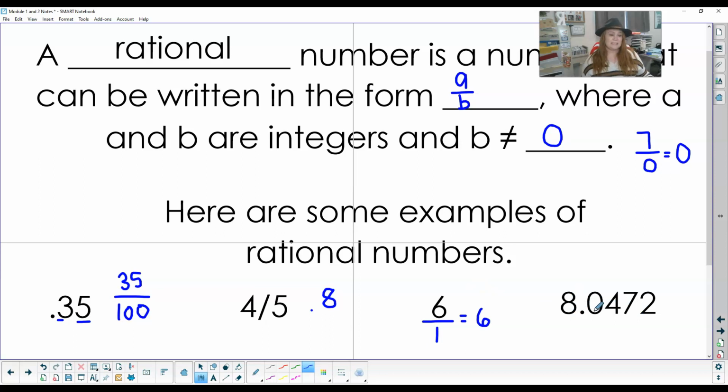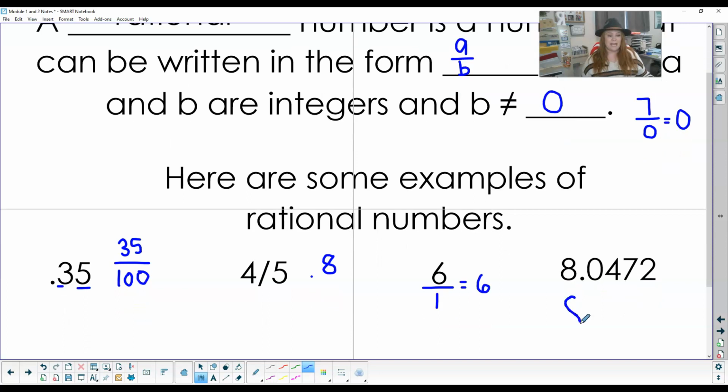I could say that 8.0472 is a rational number. I could have 8 wholes and 472. So let's see, there's tenths, hundredths, thousandths, ten thousandths. 1, 2, 3, 4. So 472 ten-thousandths. That is a very tiny, tiny number, but that is a rational number because I can write it as a fraction. So if you can write it as a fraction, it is a rational number.